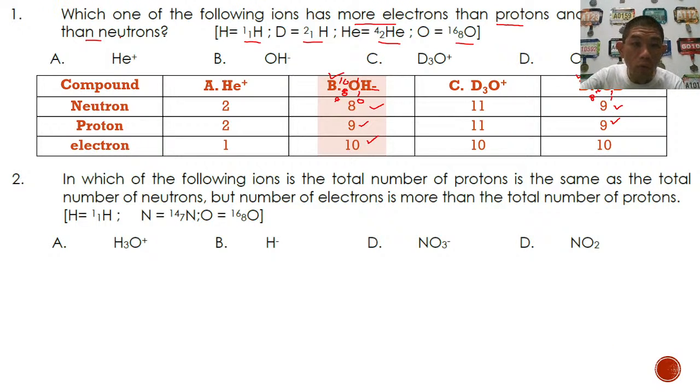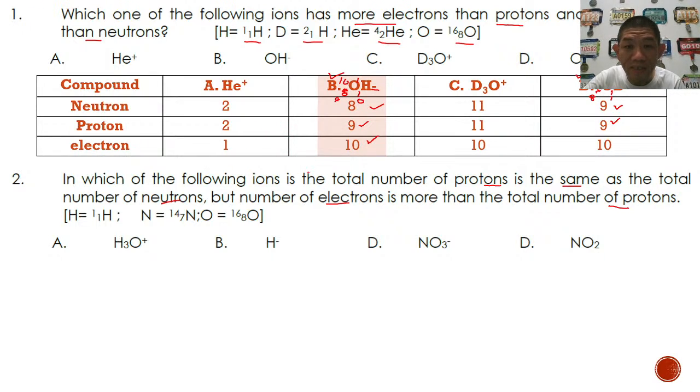In number two, which one of the following ions has the total number of protons the same as the total number of neutrons, and more electrons than the number of protons? So you have protons and neutrons that are the same. Try your best to highlight the important keywords inside your questions, so that you won't miss what the questions want. Again, this is automatically a very clear answer.